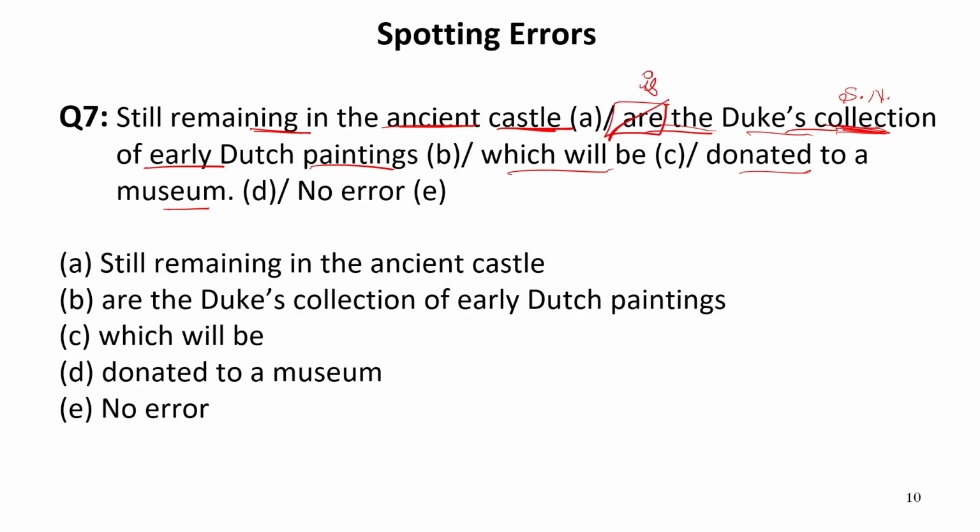Because here we are talking about collection, and collection is a collective noun, which is always considered singular. That is why the error is in part B. So, our answer is B. This is very, very simple again. So, the correct sentence is, still remaining in the ancient castle is the Duke's collection of early Dutch paintings, which will be donated to a museum. So this will be the correct sentence. Now let us move to the next one.